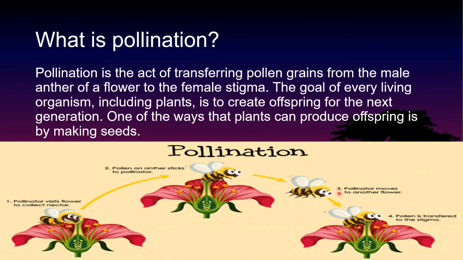After the pollination process, the sepals and petals fall off the flower, and then the ovary and the ovule are converted into a fruit.